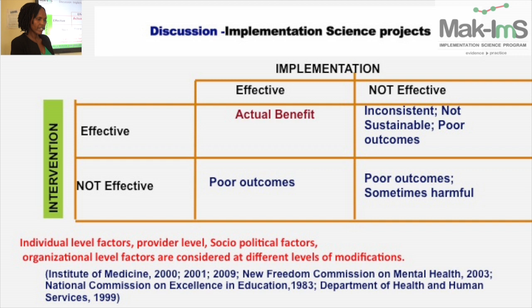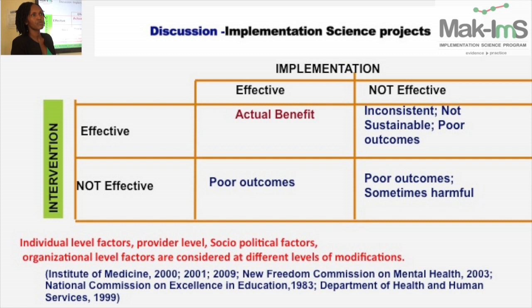As we think about take-home messages for probably today's seminar, we have to remember that it is important for both the intervention and the implementation to be effective for us to get the actual benefits. And we also appreciate from the previous presenter that there are different factors that we need to think about as we think about modification. And importantly, we have to always think about individual level factors in terms of the beneficiaries. What are those factors that could affect either implementation and intervention delivery?